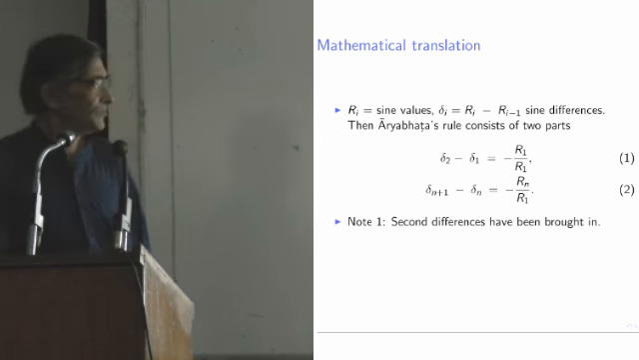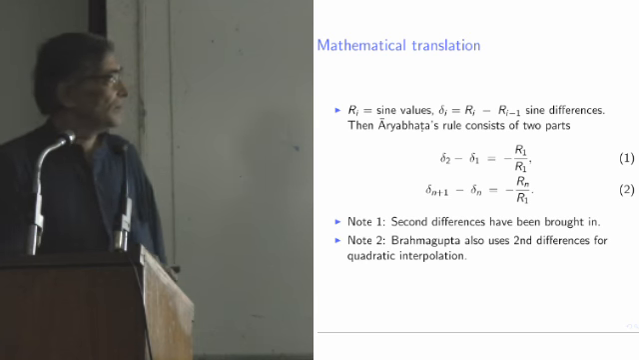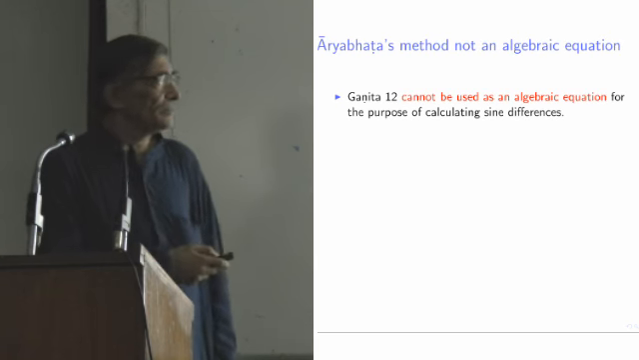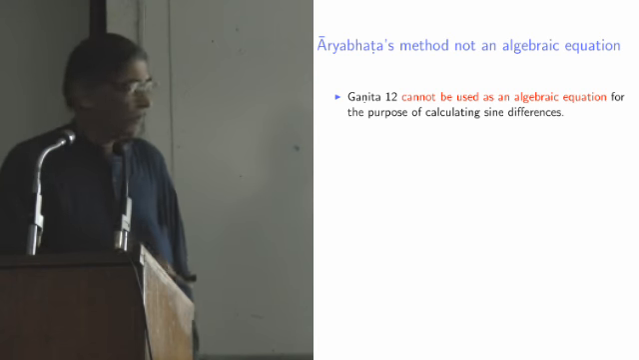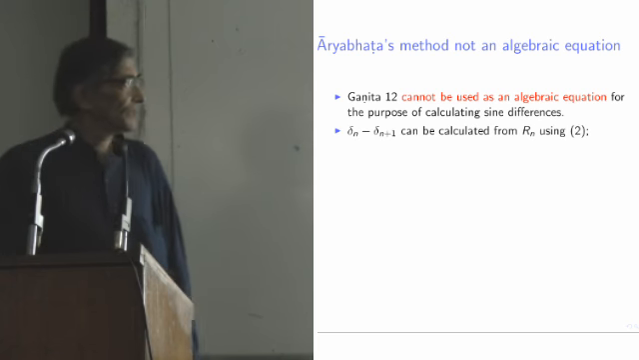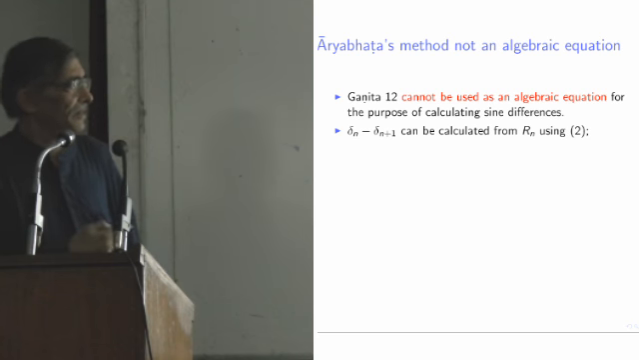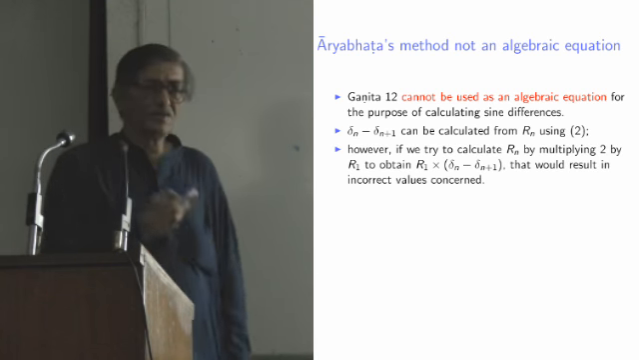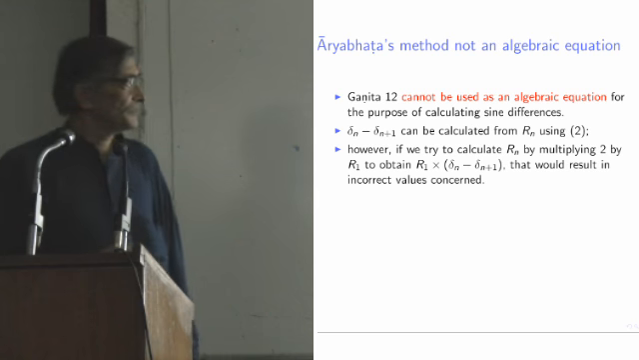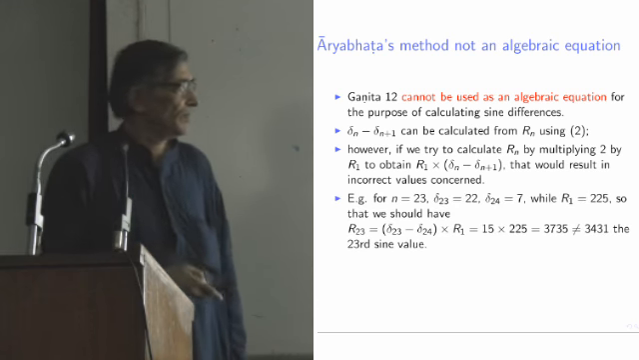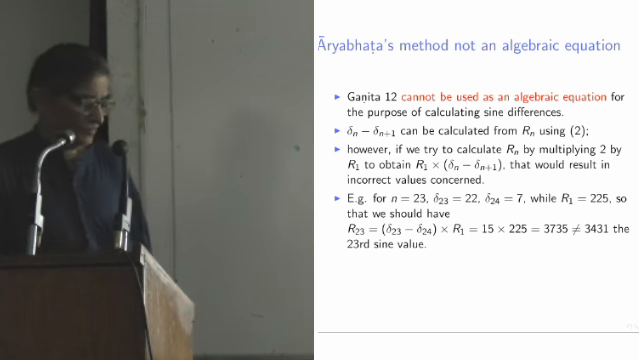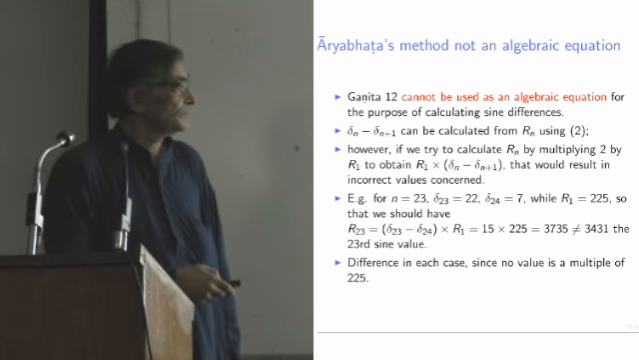I already mentioned that. So this is the key point, that it cannot be used as an algebraic equation. If you use it as an algebraic equation, you will get all the wrong values. It is later corrected by Neelakantha, because Neelakantha is doing the calculation accurate to the thirds. So this is the calculation I will carry out. You will get a wrong value in every case if you use it as an algebraic equation.